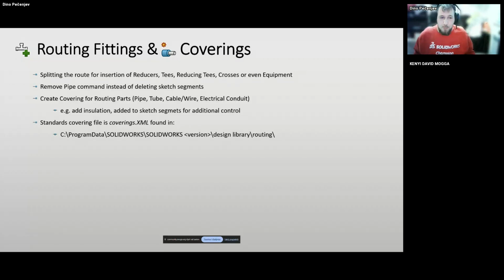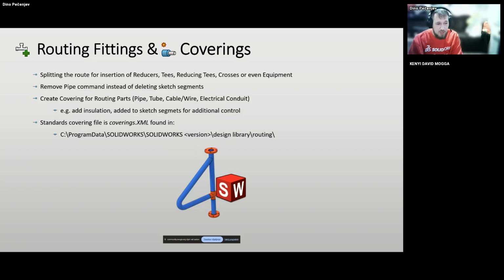Also, in the coverings section, all the information for coverings is set in the routing library in the coverings XML format, but we can also create our own coverings and they can utilize the SolidWorks material database. Usually coverings are, for example, when we want to add insulation on specific sketch segments. So for here, we're going to move on to demo number 4.